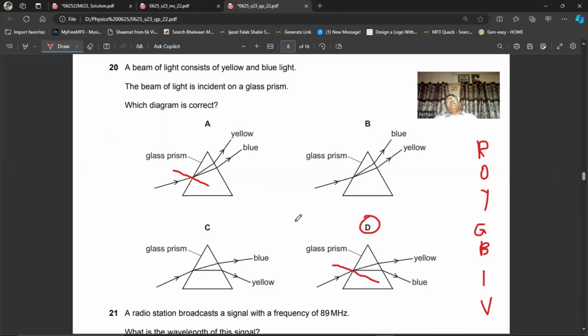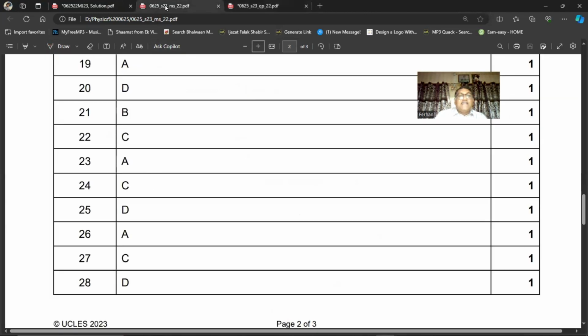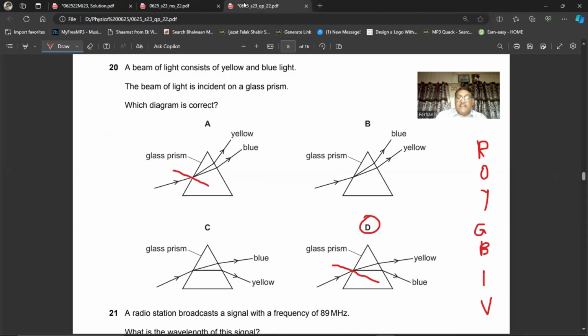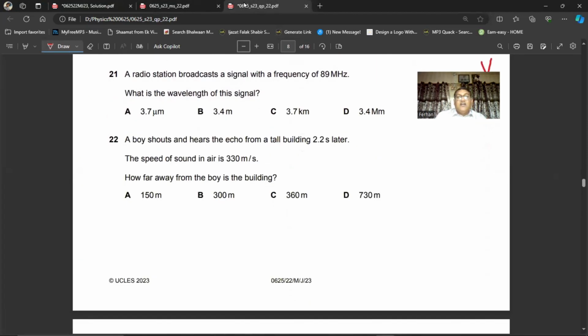This is the property of light when it enters a medium which is more dense, optically dense, I mean. It bends towards the normal because it slows down. So D is the right answer, sir. So for question number 20, let's check. D is the right answer. Yes, for question 20, D is the right answer.